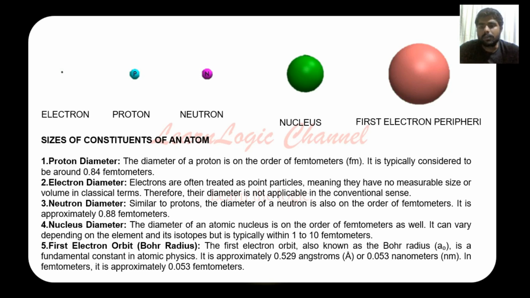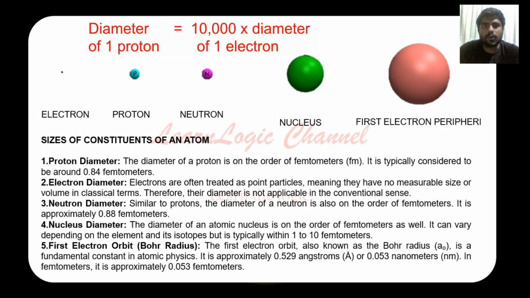Second, electron diameter. Electrons are often treated as point particles, meaning they have no measurable size or volume in classical terms. Therefore, their diameter is not applicable in the conventional sense. If we try to compare the sizes of electron and proton, then we get to know that the diameter of one proton is equal to 1000 times the diameter of one electron.